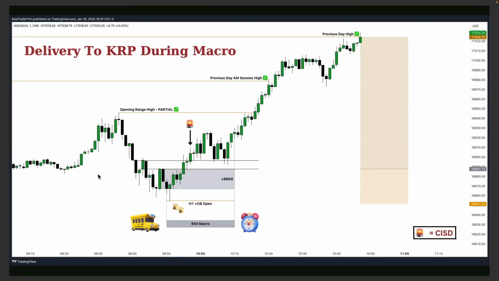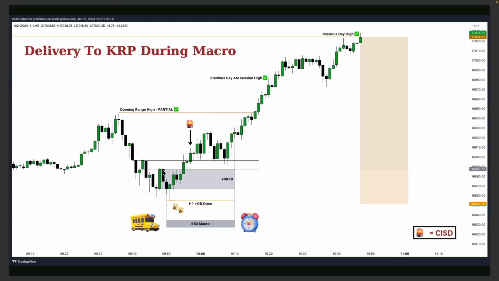And again, these things happen all of the time. What do we see here? Our bus stop. 1-hour bullish order block opening price. We're tapping it to the tick here during a macro. That's your bus stop. Then what occurs?